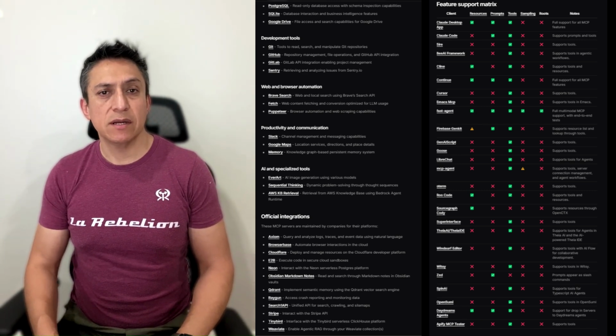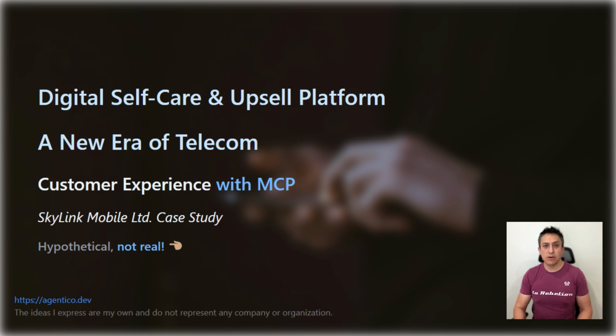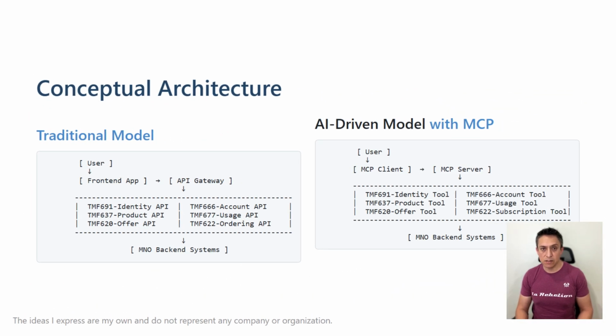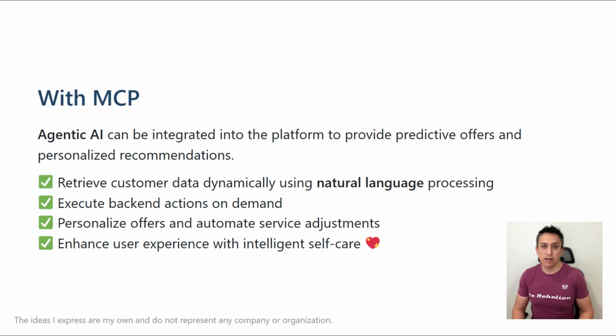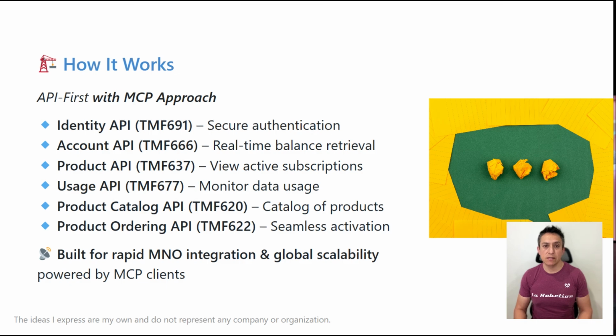Last week, Zapier announced the release of the MCP integration, which is great news for protocol adoption. Let's explore a hypothetical use case on how MCP can automate back office processes in telecom. Later, I will share another use case for open banking. I want you to see how versatile this protocol is.